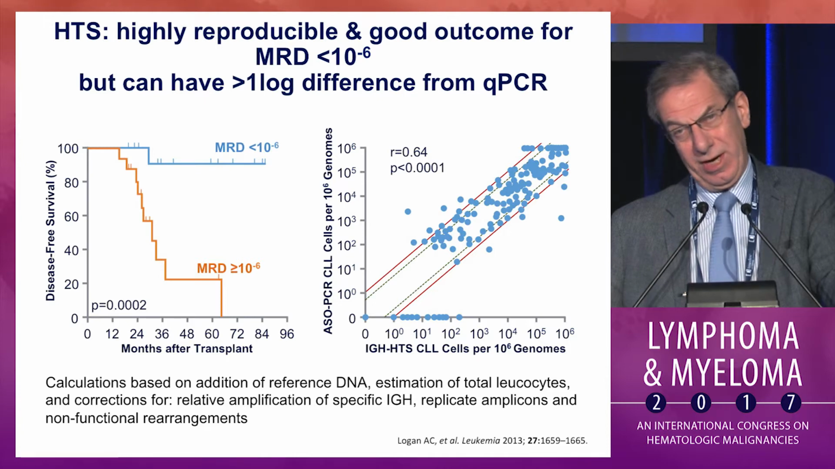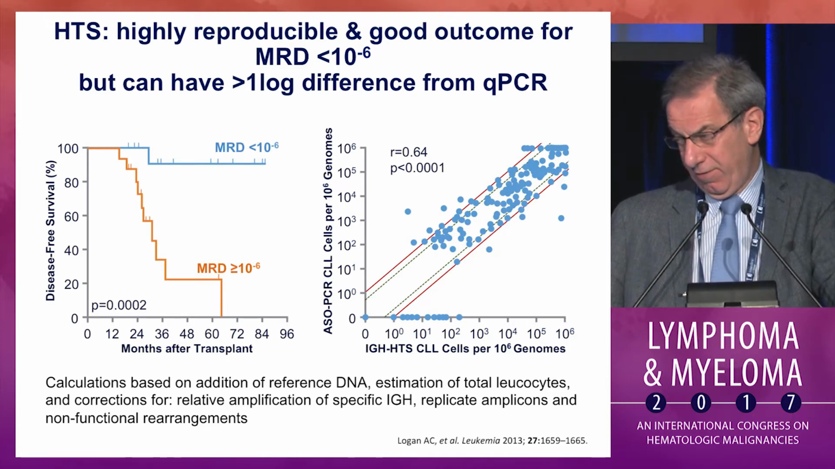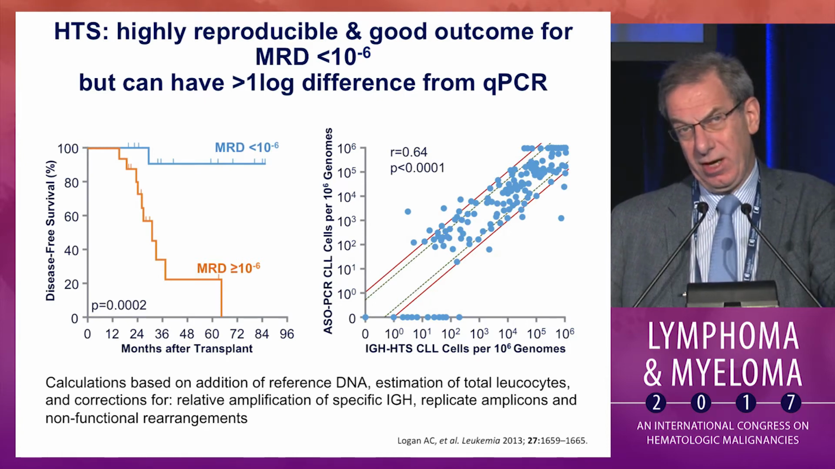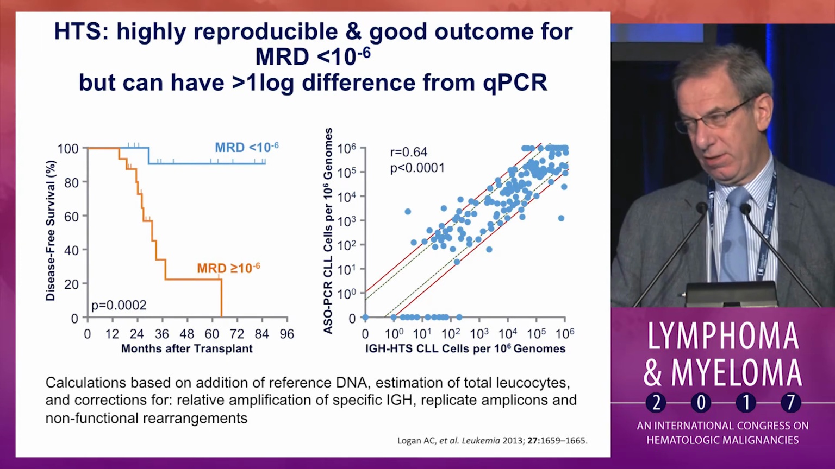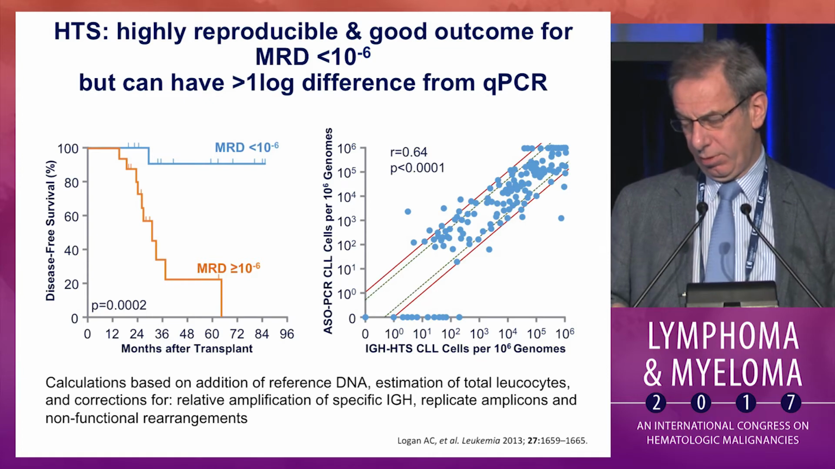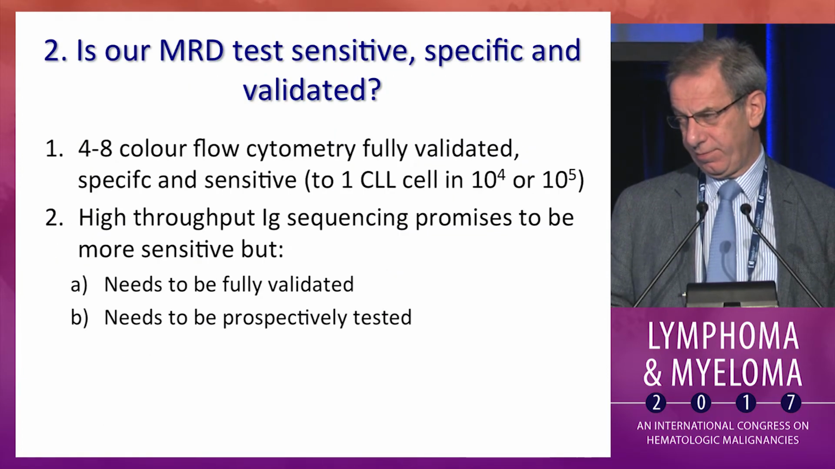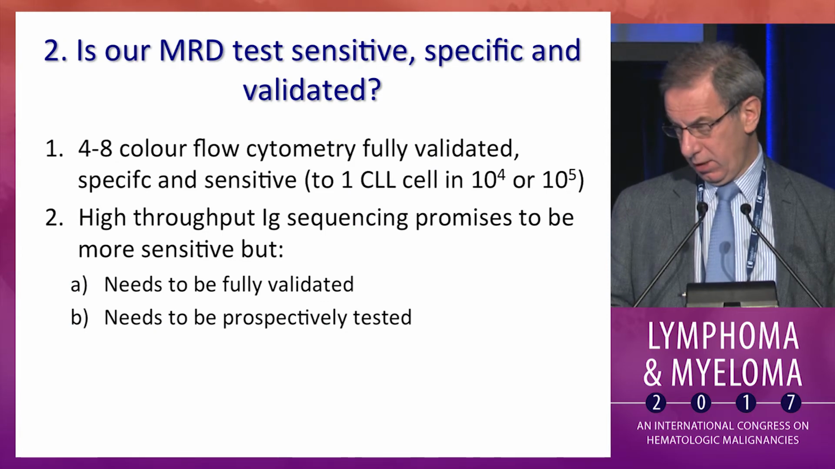But what you can see on the right, this is a comparison of allele-specific PCR and high-throughput sequencing, that there's a group of samples that are negative by ASPCR but are positive by high-throughput sequencing. So we can say that this is a more sensitive test, and almost certainly will be a test we take forward in the future. Oops, sorry, let's go back.